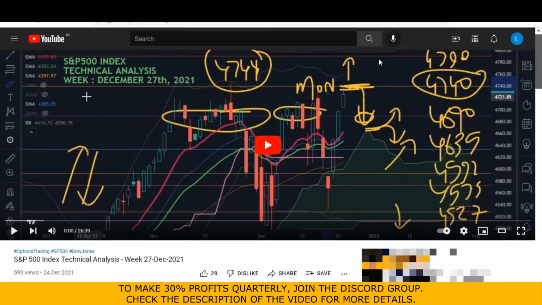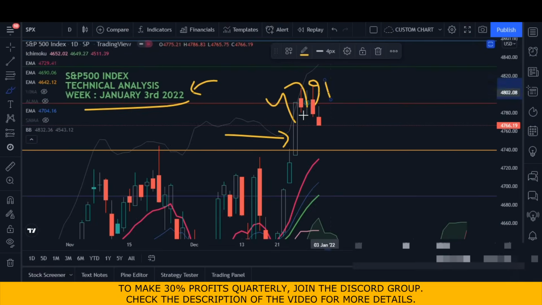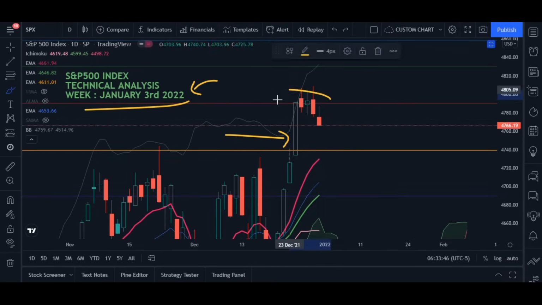Once it hits 4790, it is going to hold around 4790 or 4800 for a while, before either coming down or moving up. And this is what you can see here, that the market did. This was the hold of the market here on the resistance level.